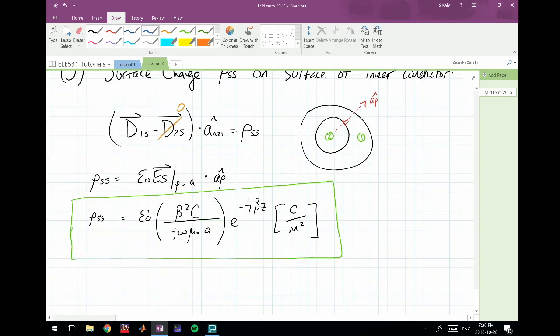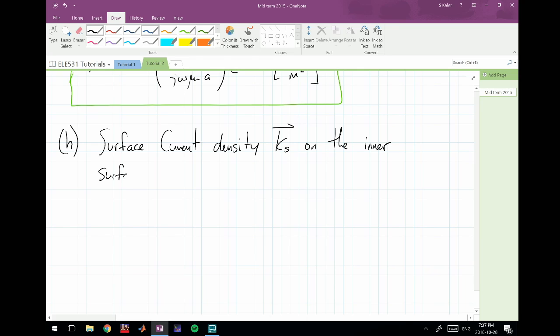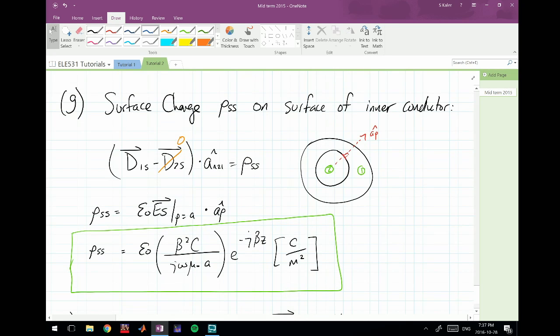So that's G, now H asks us for the surface current density Ks on the inner surface of the outer conductor. So he wants this thing right here, that inner boundary there. So what's the surface current on the inside of that? Because there will be some surface current there.